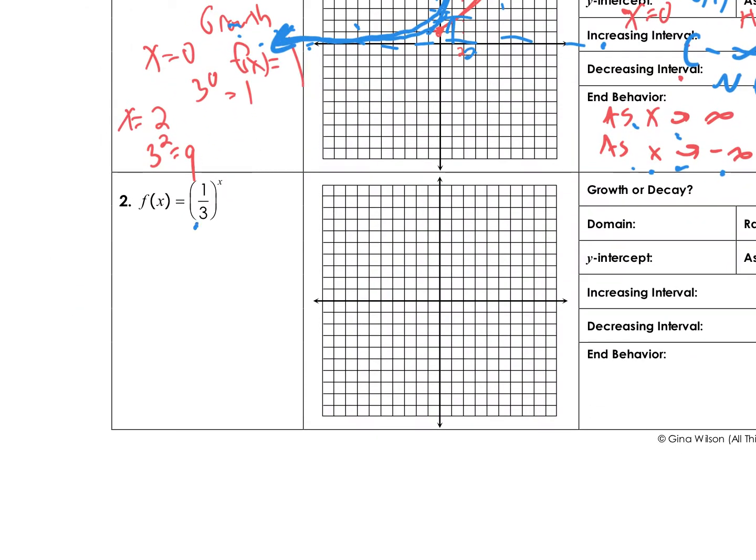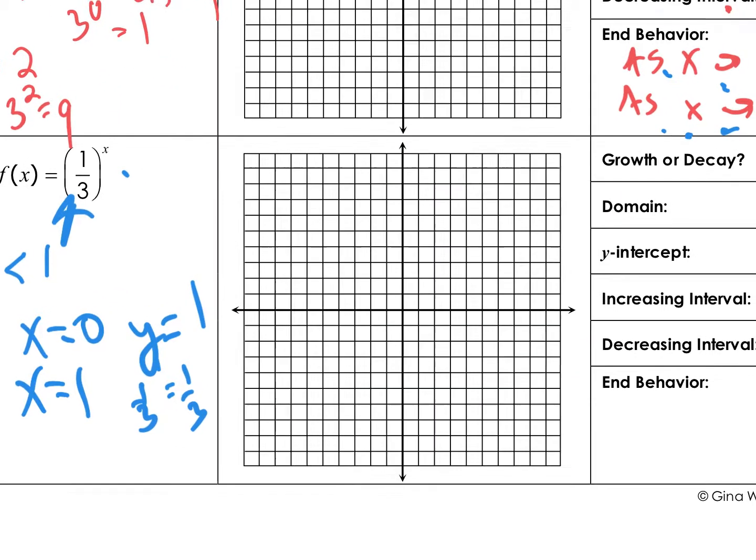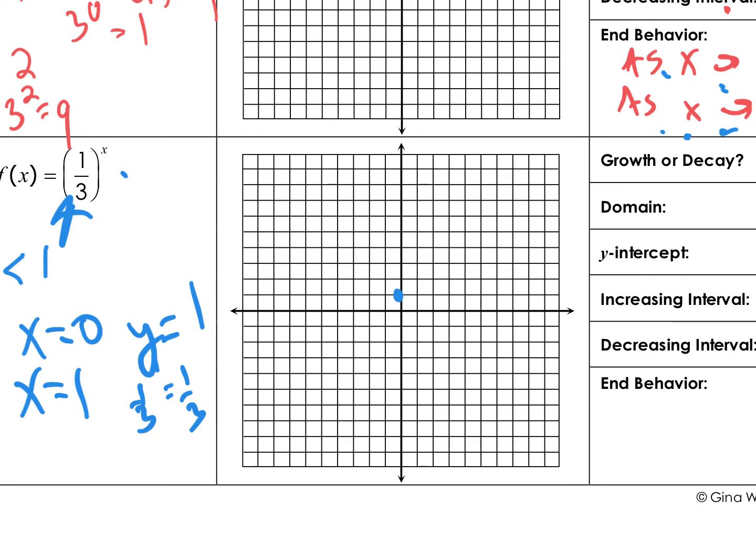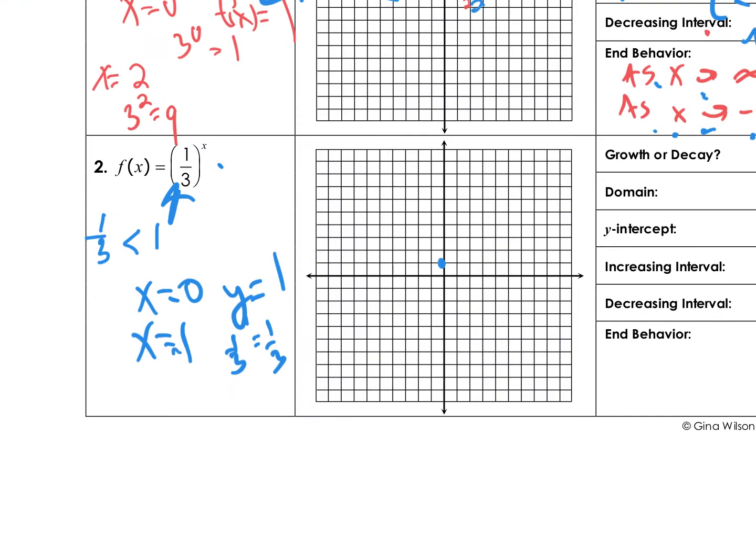Let's do a decay. How do I know it's a decay? 1/3 is less than 1. So it's a decay. I also know that when x equals 0, y equals 1. Well, let's go ahead and add x equals 1. See what happens at x is 1. 1/3 to the 1 is 1/3. So I can plot those 2 points and say, I have 0, 1. Then I have 1 comma 1/3.